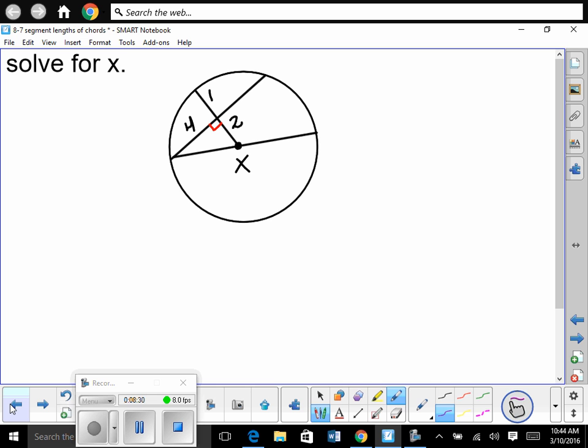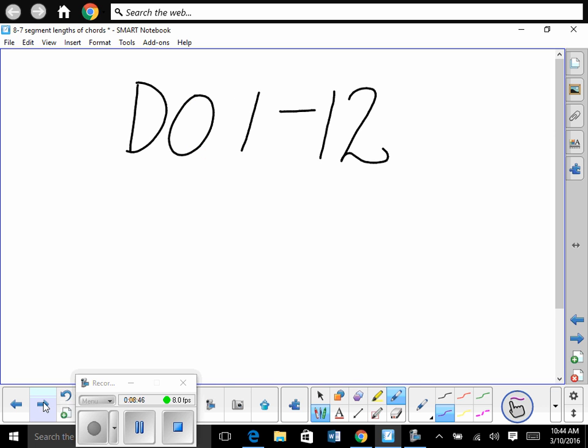Last one. What's that? 6. How'd you know it was 6? 1 plus 2 equals 3. Oh, our radius is 1 plus 2. Therefore, 3 and 3 is 6. You're an animal today, on fire. Any questions on that? 1 to 12.